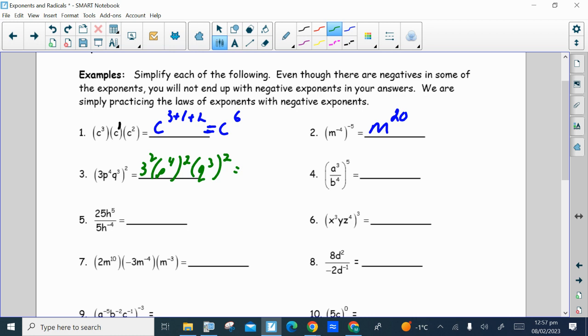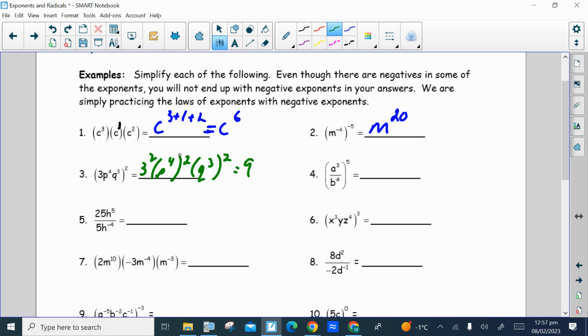You have to make sure you square everything inside the bracket, including the 3. And 3 squared, remember, means 3 times 3. It means 3 is multiplied by itself twice. That's 9, not 6. It's not 3 times 2. It's 3 multiplied by itself twice.